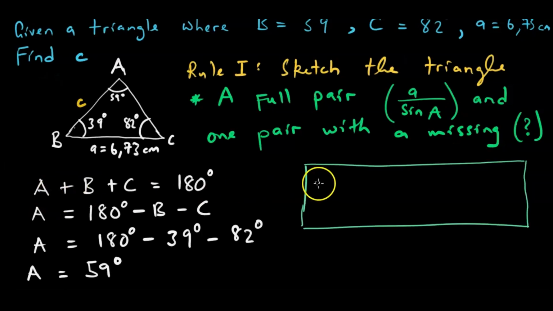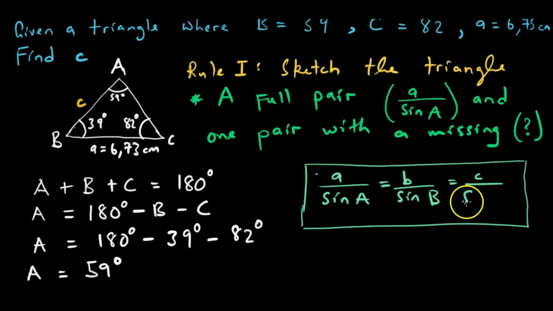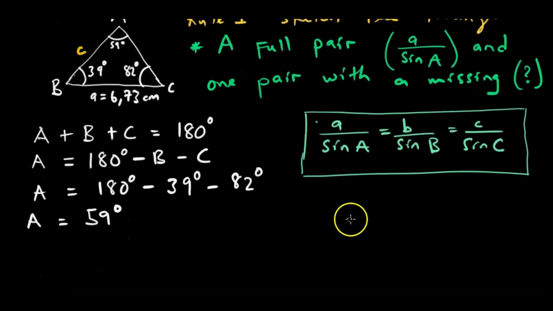So here, putting down the rule, what are we going to do? The rule says, here we are looking for, let us write down the basic rule: sin A over A is equal to sin B over B, which is equal to sin C over C. Okay. How do we apply this?